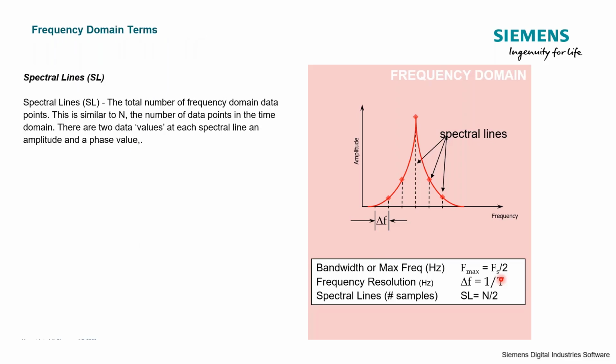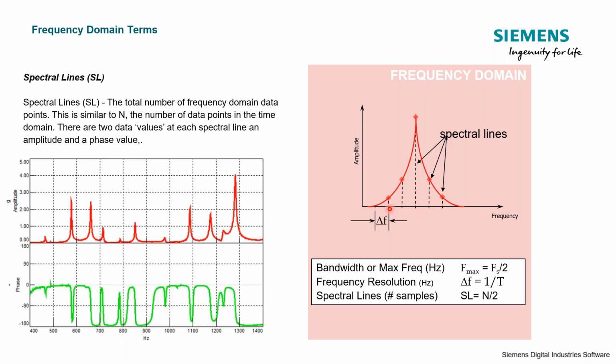Spectral lines, when we talk about the total number of frequency points here on our spectrum graph, it's similar to block size. Block size is the number of points in the time domain. We're talking about now in the frequency domain though. So these spectral lines will represent that. And at each point, we actually have 2 values. That's because with the fast Fourier transform, we get a complex number out of that. So it has amplitude and phase, or we can represent it as the real part and imaginary part. And the spectral lines are going to be the block size divided by 2.